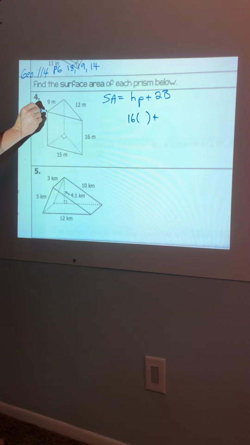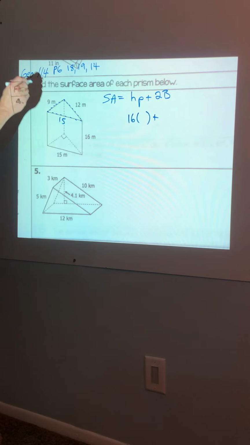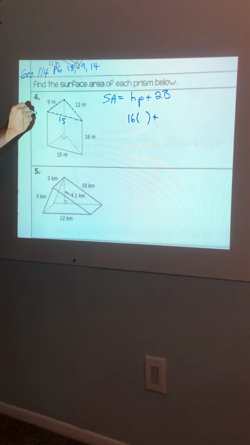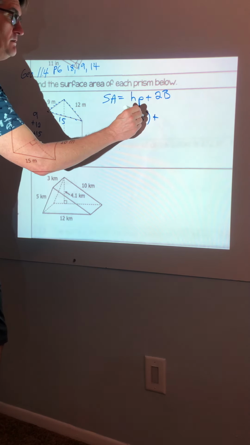Perimeter is going to be the perimeter of one of the bases. Here, let me highlight this base. It appears like we're missing this side right here. But look, it's a 3-dimensional shape. So if 15 is hanging out here, then this is also 15. So I want the perimeter of the base. I'm going to go 9 plus 12 plus 15, which is 36.